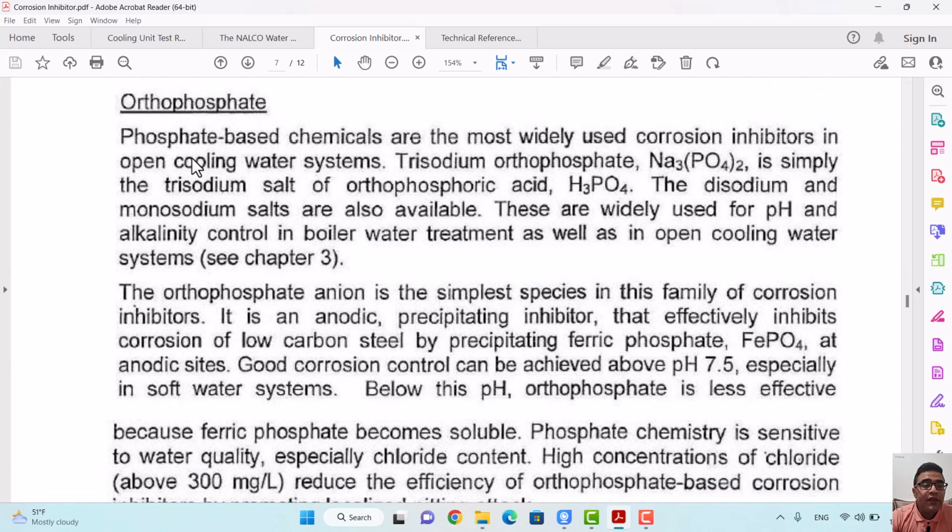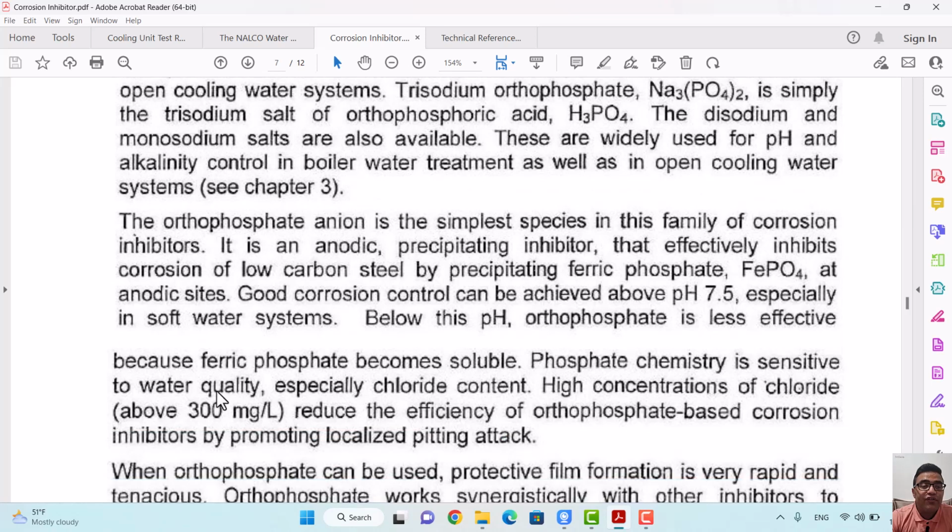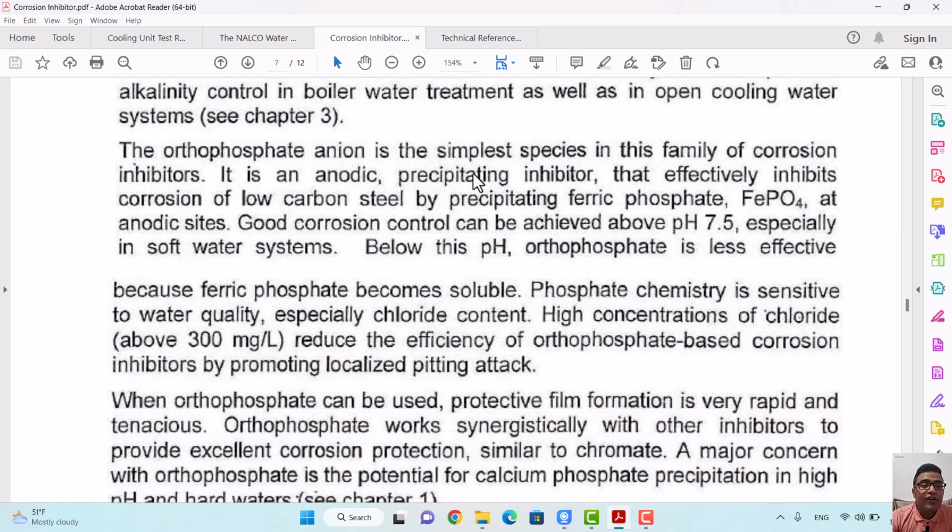Orthophosphate. Phosphate-based chemicals are the most widely used corrosion inhibitors in open cooling water systems. Trisodium orthophosphate is simply the trisodium salt of orthophosphoric acid. The disodium and the monosodium salts are also available. These are widely used for pH and alkalinity control in boiler water treatment as well as in open cooling water systems. The orthophosphate anion is the simplest species in this family of corrosion inhibitors.